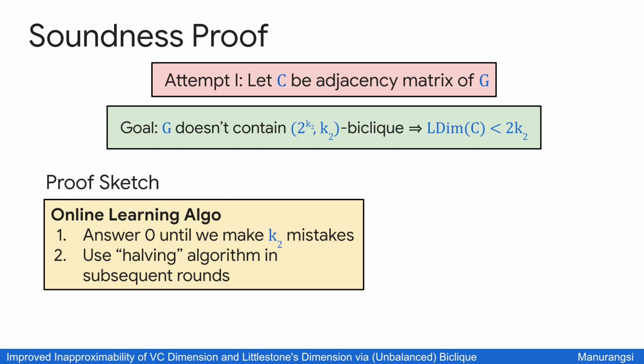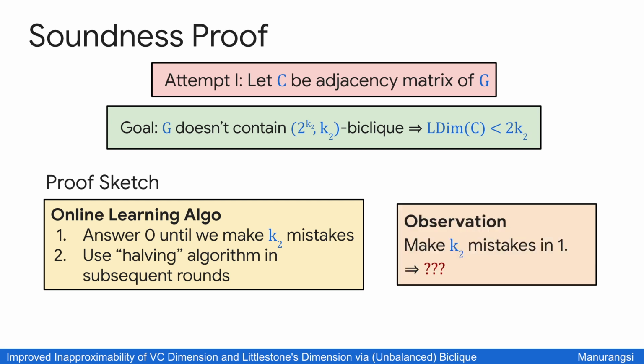Now, how can we analyze the mistake bound of this algorithm? Obviously, if we never reach the second stage, it means that we make less than k2 mistakes. So we are done already. So we only have to consider the case where we reach the second stage, which means that we make k2 mistakes in the first stage. So if we make k2 mistakes in this first stage, what does it tell us?